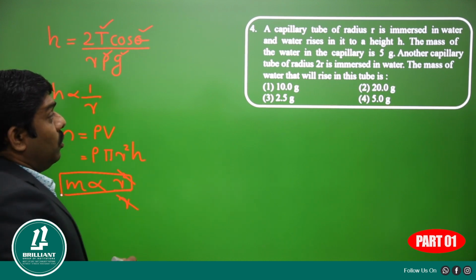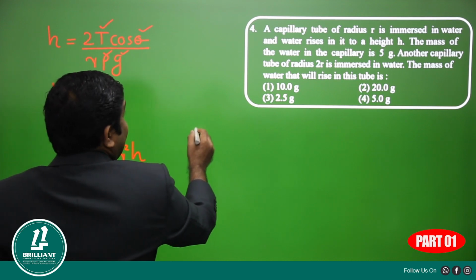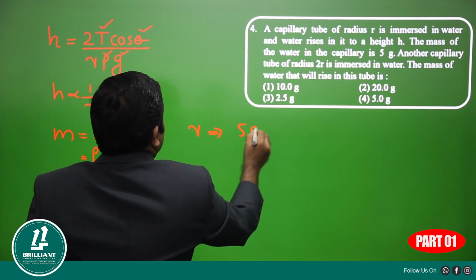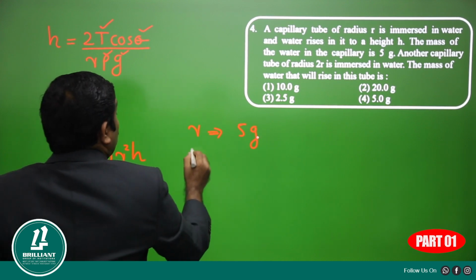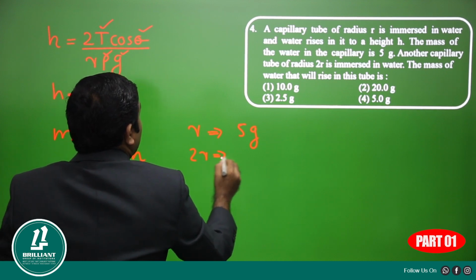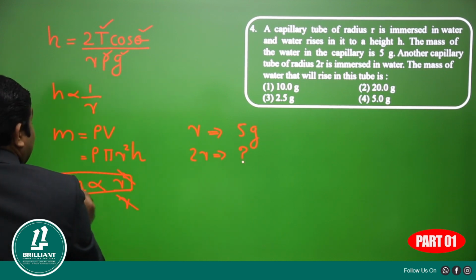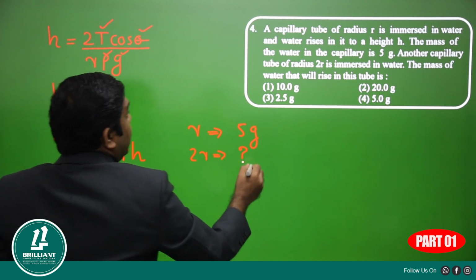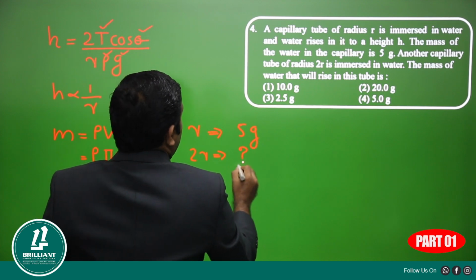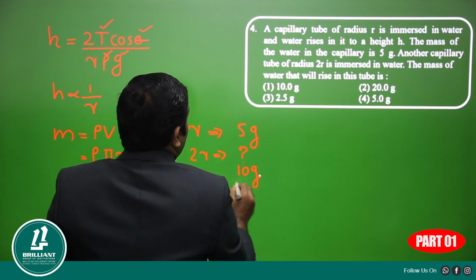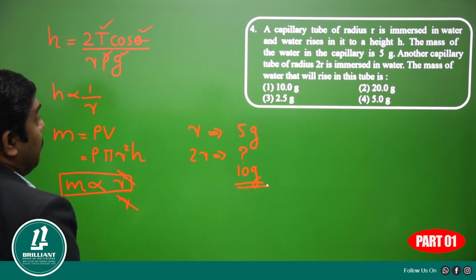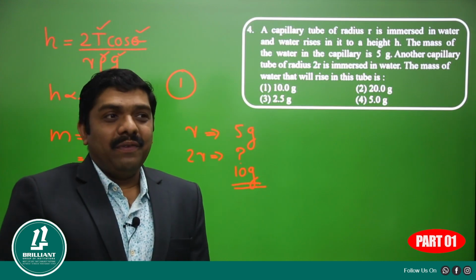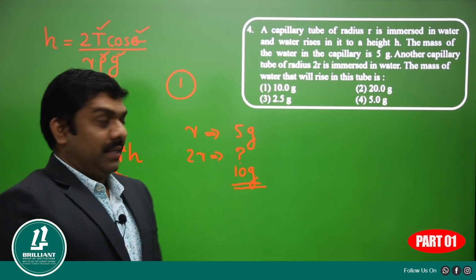So here, when the radius is r, they said the mass is 5 gram. Then when the radius is 2r, what's the mass? That's the question. You got the relation. It's directly proportional, so this mass will be doubled. 5 gram becomes 10 gram because the radius is doubled. So the answer is 10 gram. The right option is option 1. Okay, now we are going to explain the next question.